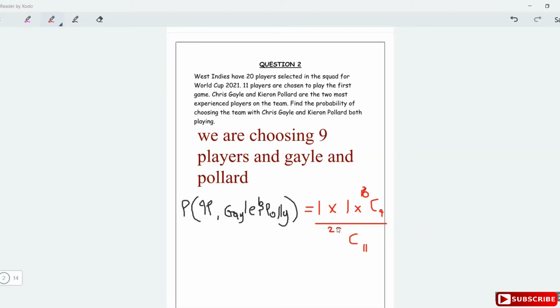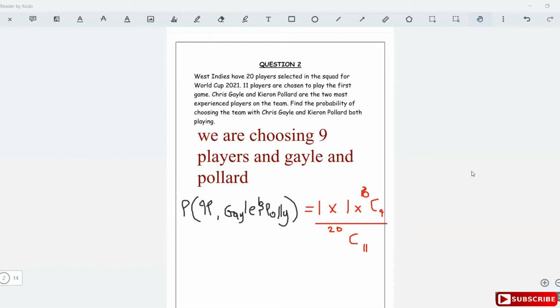Then that will give you the probability of choosing 9 from this. That's the probability of choosing 9 other players with Gayle and Polly there. Nice and easy. So let's do that on our calculator.